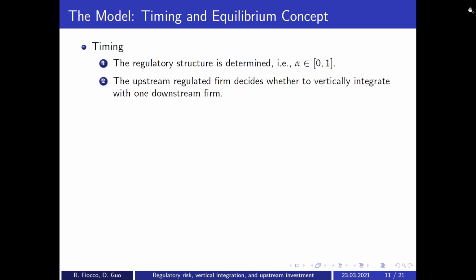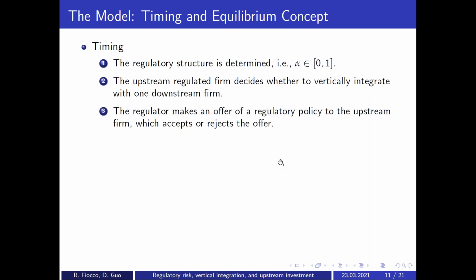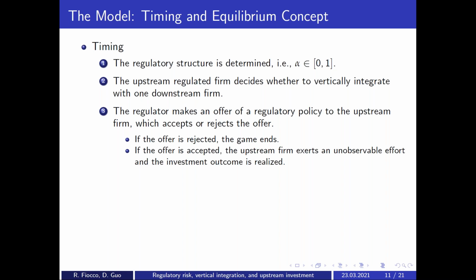Stage 2, the upstream regulated firm decides whether to vertically integrate with one downstream firm or not. Stage 3, the regulator makes an offer of the regulatory policy to the upstream firm, which can be accepted or rejected. If the offer is rejected, the game is over. And if the offer is accepted, the upstream firm provides an unobservable effort and the investment outcome is realized.